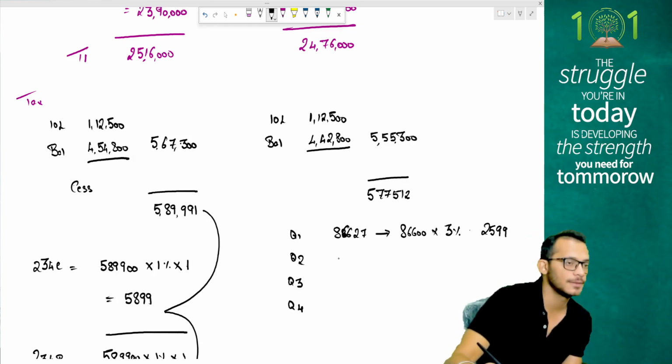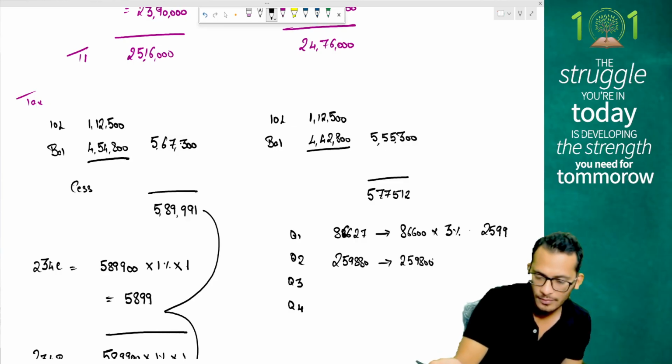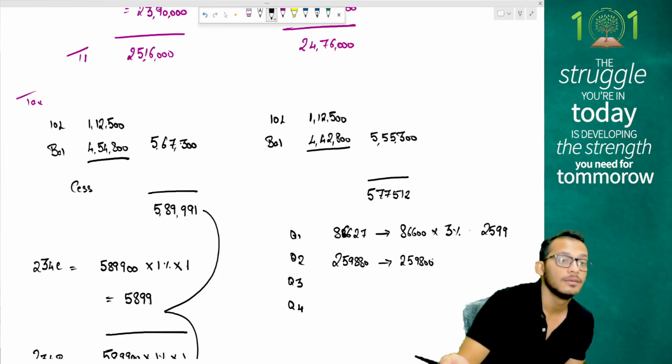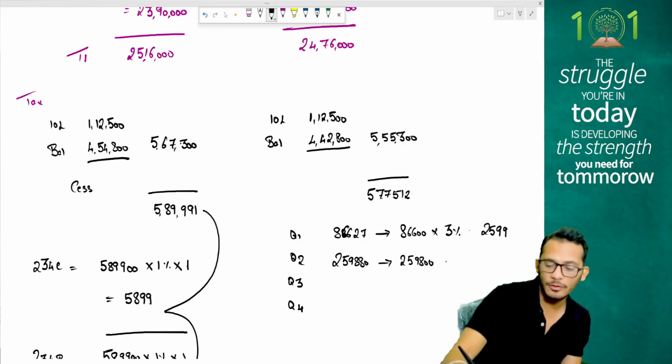577,512 into 45% is 259,880, which gets rounded off to 259,800. Correct? No? Rounded down to 100. It's round down to 100 into 3%.